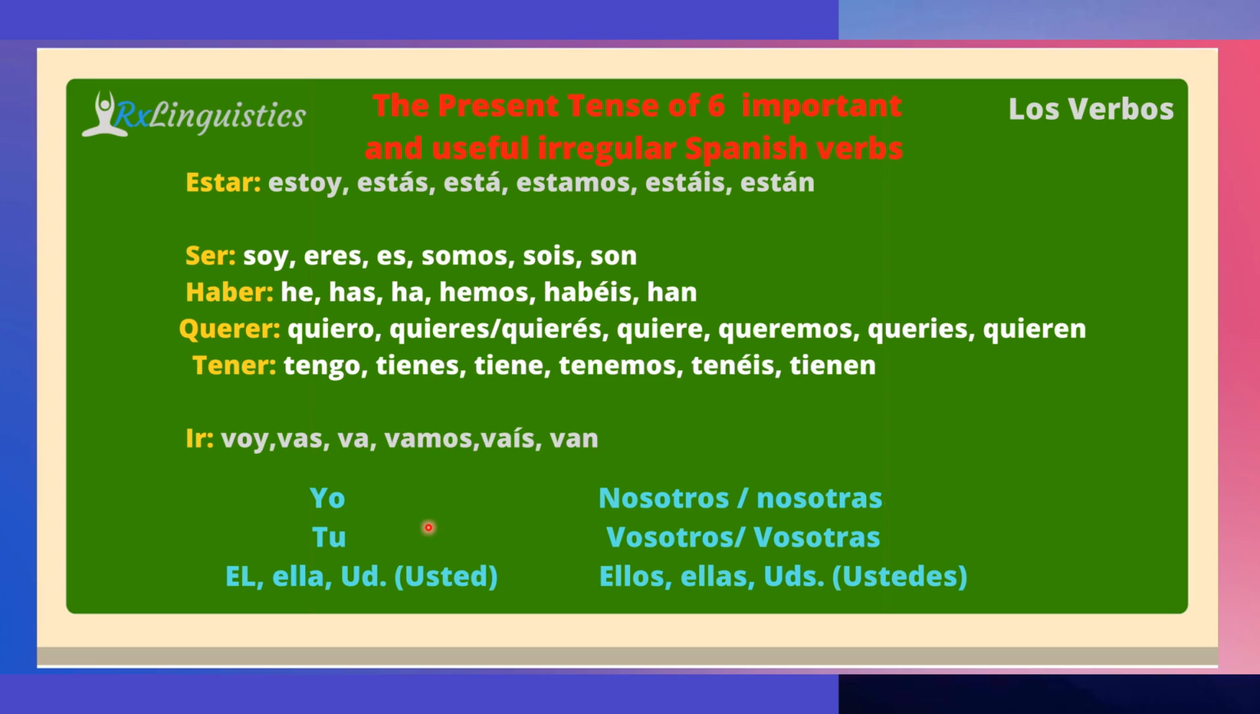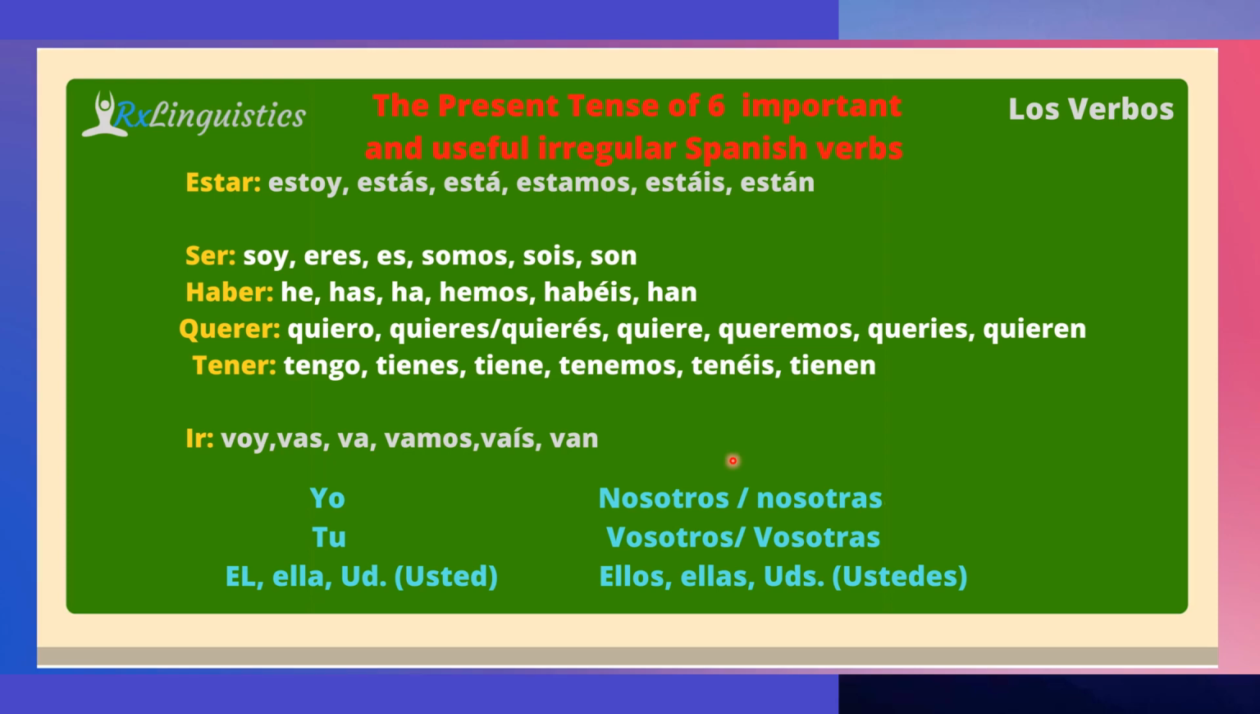The future tense we'll see later. It's not hard to form. It's the whole infinitive, and you just add the appropriate endings to it. But short of that, it's very common to use voy a, especially in a spoken environment where you are talking. It's very common to use voy a, vas a, va a, vamos a, and you add the main verb, the lexical verb, the verb that's showing the action.